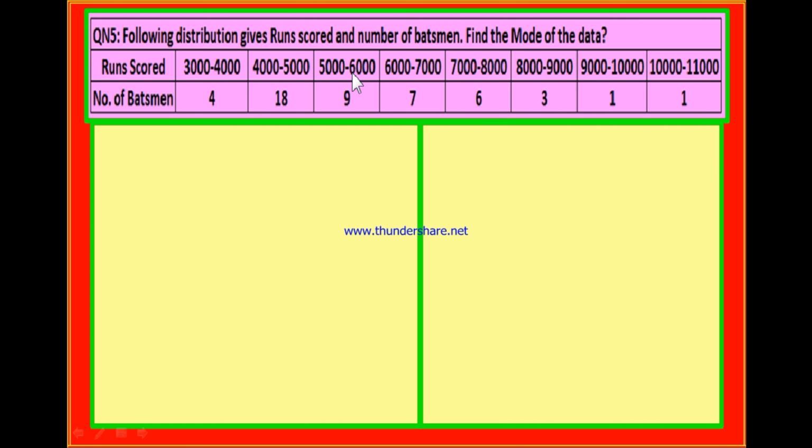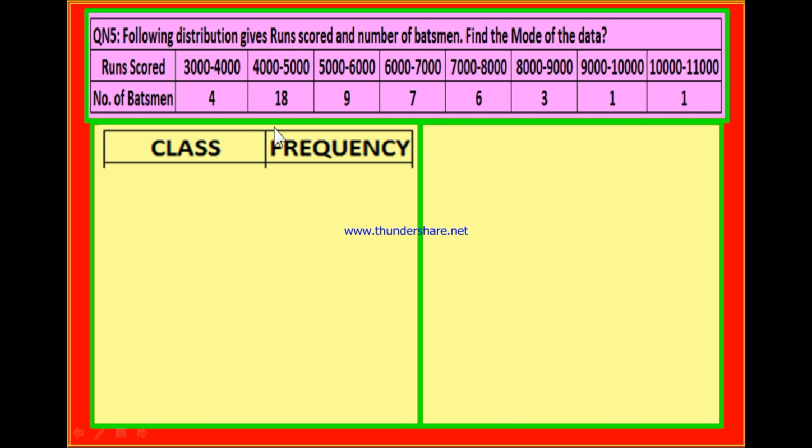If you observe, the first row contains the runs scored by the batsman and the second row contains the number of batsmen. You can consider the runs scored by the batsman as classes and the number of batsmen may be taken as frequency. Very good. Now let us form a table. In this, the first column is for classes and the second column is for frequency.